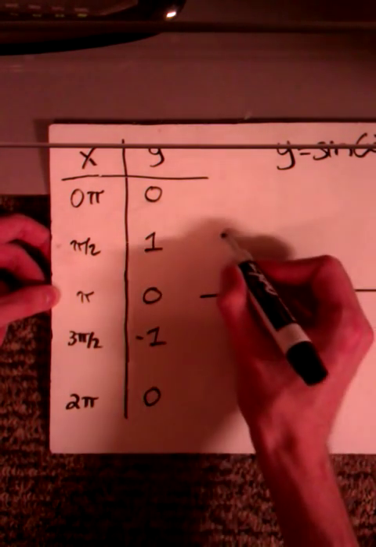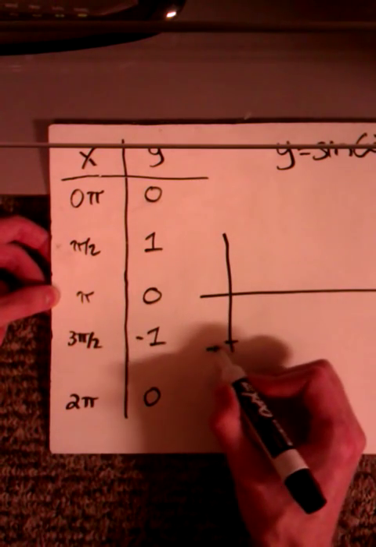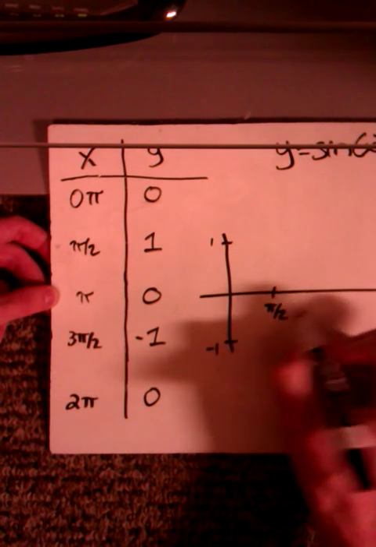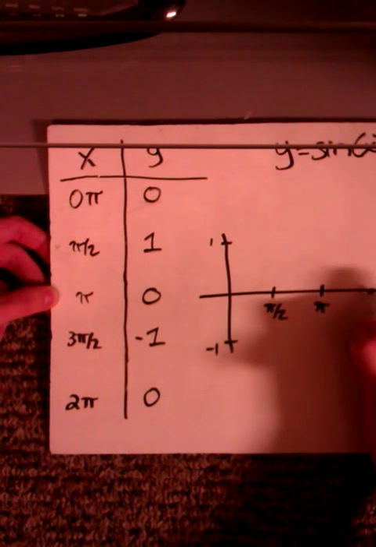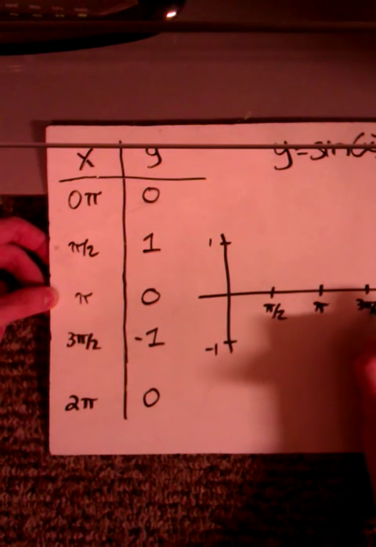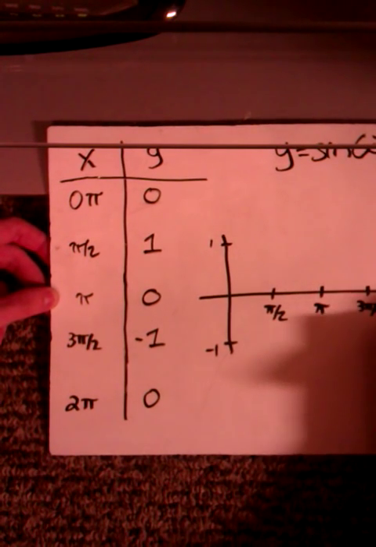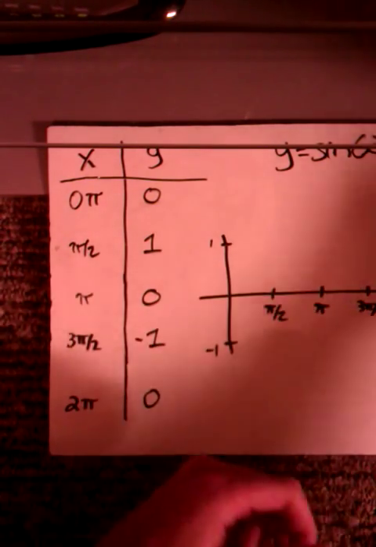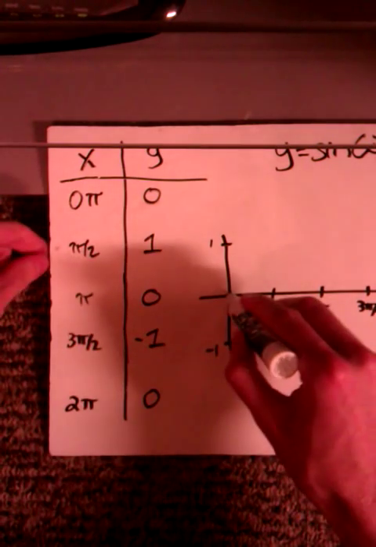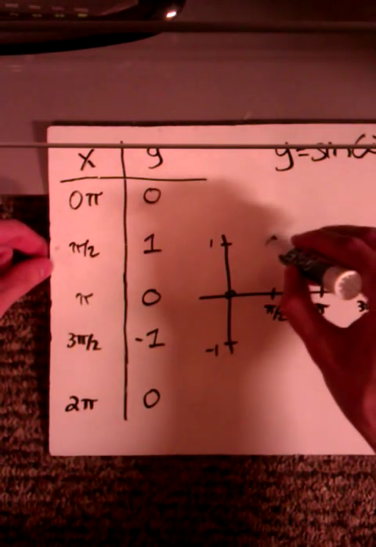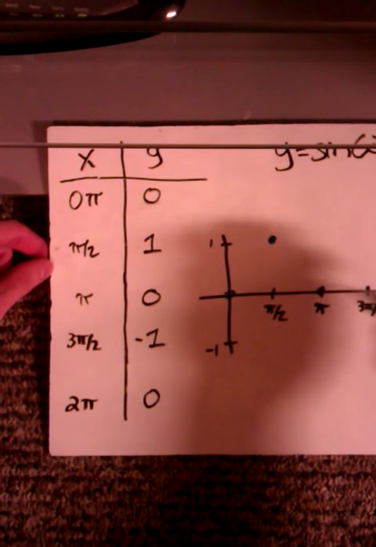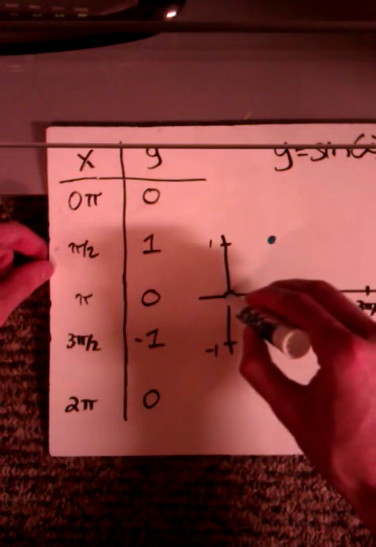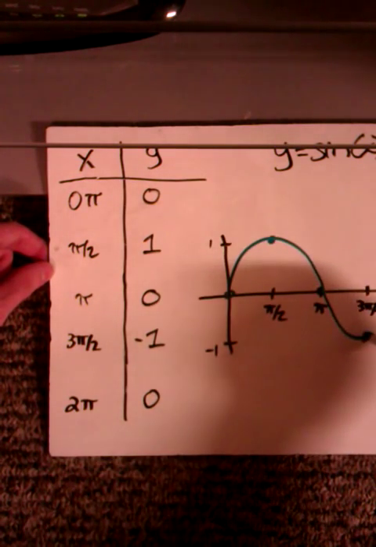So I want to graph these points real quick. Notice they all fall between negative 1 and positive 1. So we mark off pi over 2 units, pi units, 3 pi over 2, and 2 pi. And then I want to plot my points and sketch this graph in. So I've got a point at 0 pi, comma 0, at pi over 2, comma 1, pi 0, 3 pi over 2, comma negative 1, and 2 pi 0. So what I get is this nice little curve here.